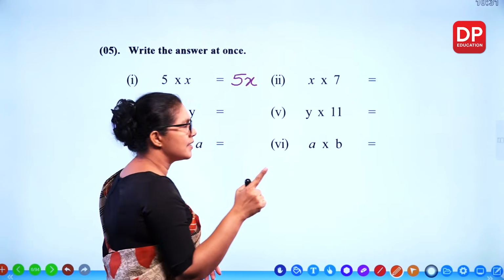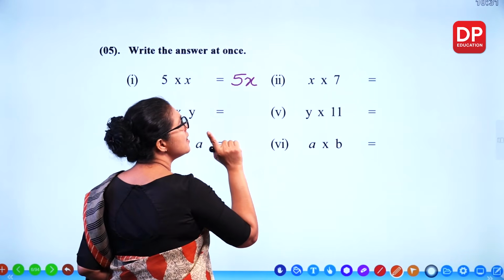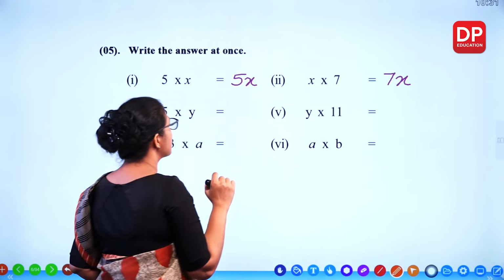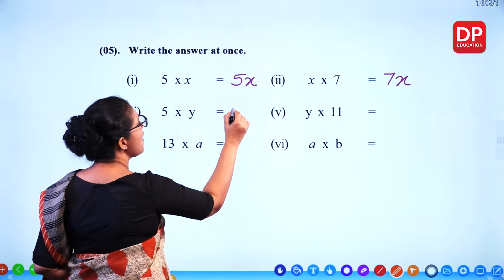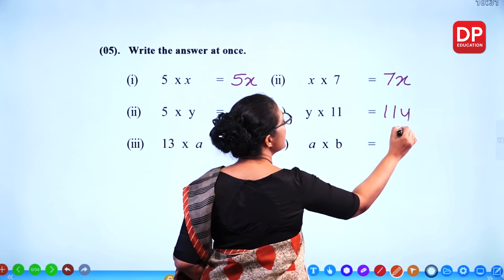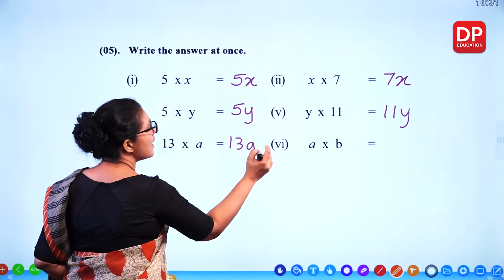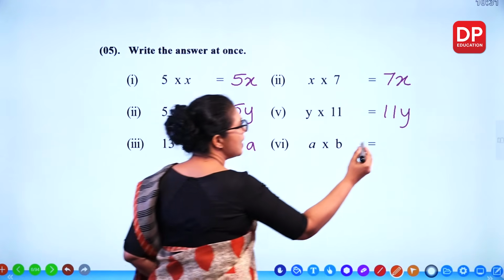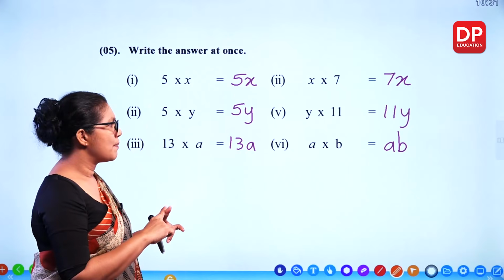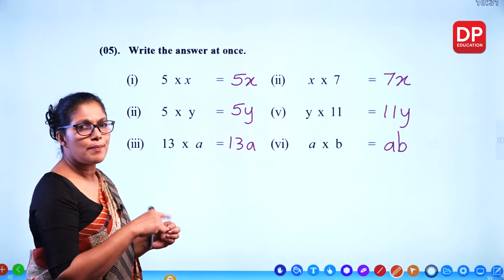x times 7. When you are multiplying, we normally put the number in front. So 7x, not x7. We say 7x. 5 into y, 5y. y into 11, 11y. 13 into a, 13a. And a into b, ab. You don't need to write down the multiplication sign when you are multiplying. But when you are multiplying two numbers, you have to use a multiplication sign.